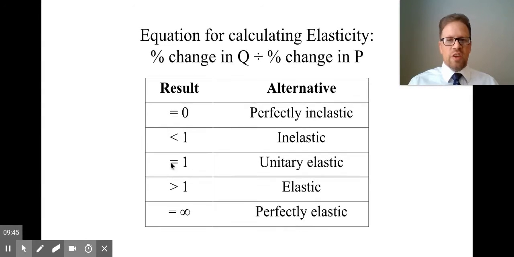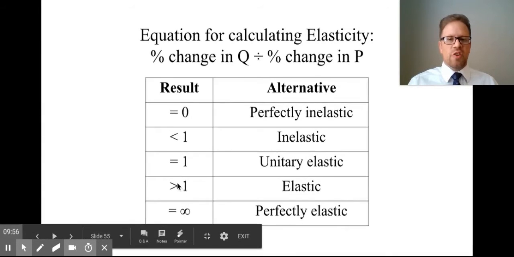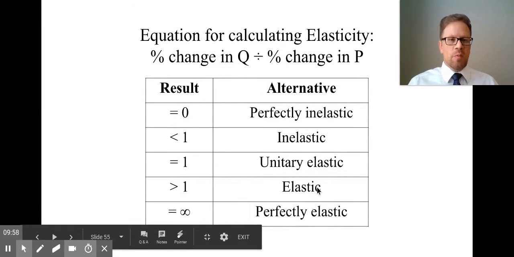If your answer is exactly 1, it's considered unitary elastic. That's basically what the generic supply and demand curves I normally make are, unitary elastic. If your answer is greater than 1, that's considered to be elastic. And if your result gives you infinity, then that's perfectly elastic.